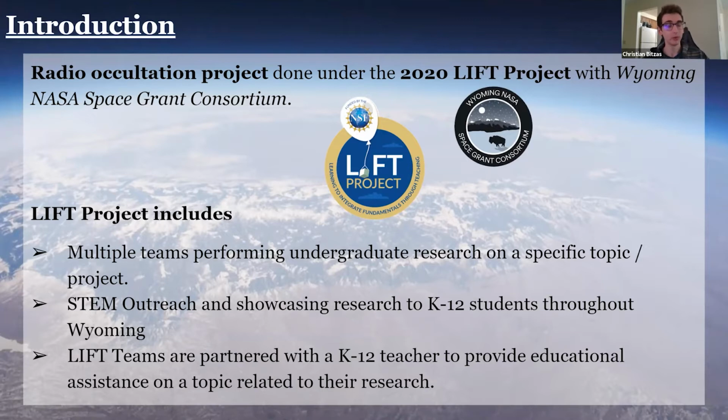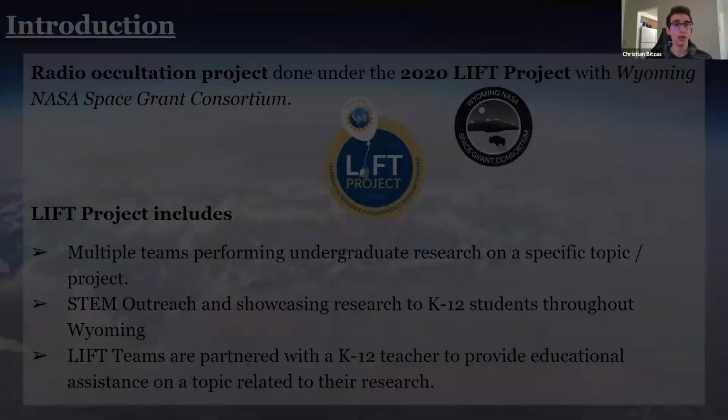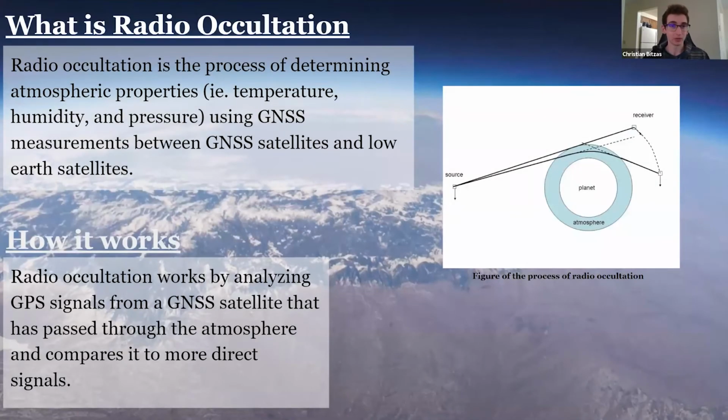So it's a few teams. Each team has a few students, each with different majors. In my team, we had a science major, an engineering major, and an education major. We each focus on our specialties and work together to do undergraduate research and present our research to a partnered classroom. So first of all, what is radio occultation?